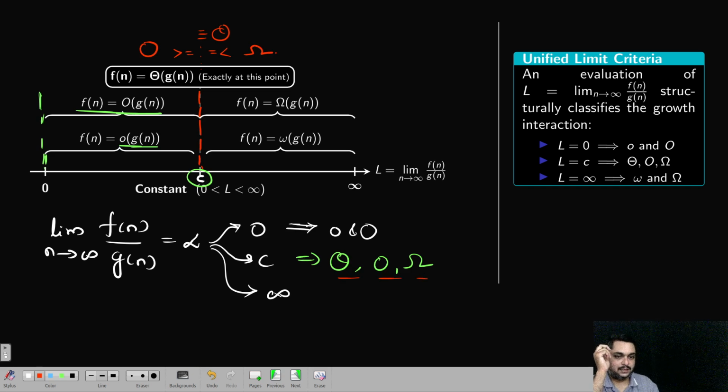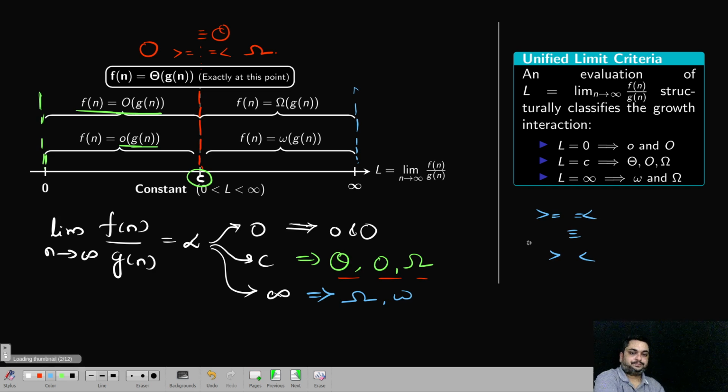So these three exist. Now if the limit value is infinite, what exactly does it mean? That I am dealing with this boundary, this side, for large n size. So I can define big omega and little omega. So this is the intuition. It's all about less than or equal to, greater than or equal to, equivalent, and then strictly less than, strictly greater than.